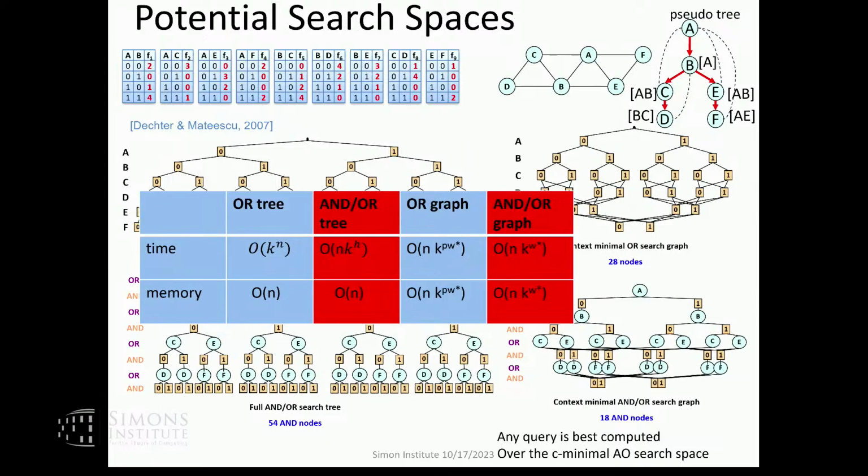It will be exponential in the height. The induced width or tree width will characterize the size of the context minimal AND/OR graph. The path width will characterize the size of the OR tree. And we can also generate those in that amount of time.